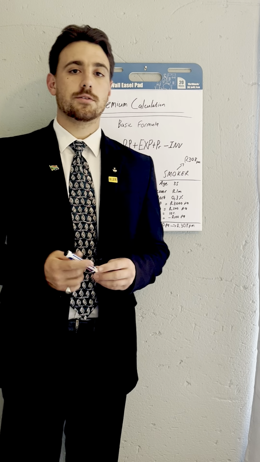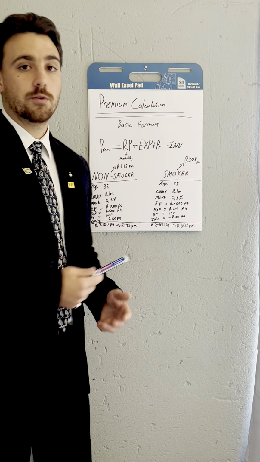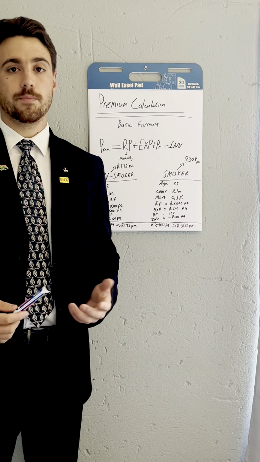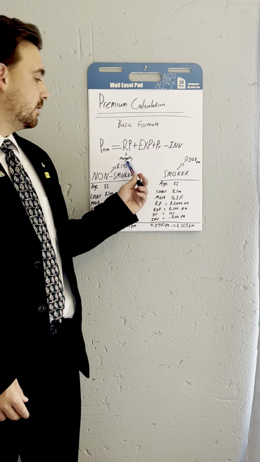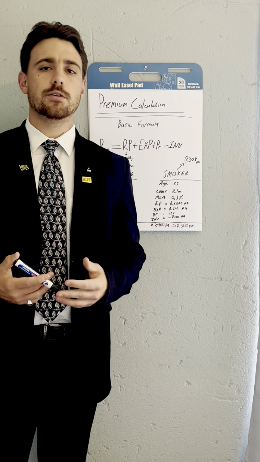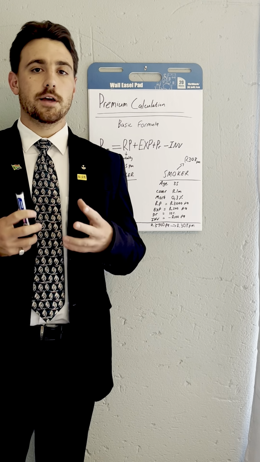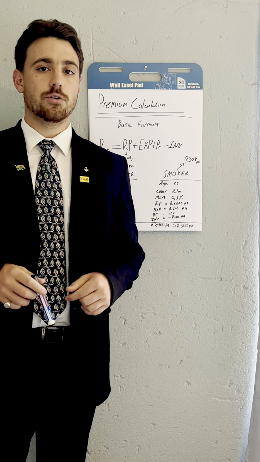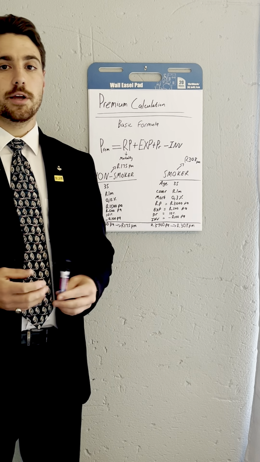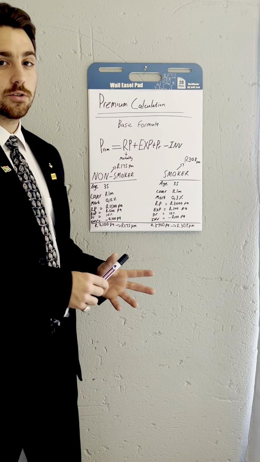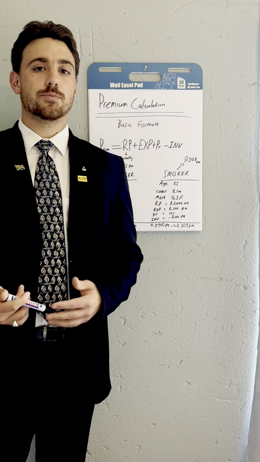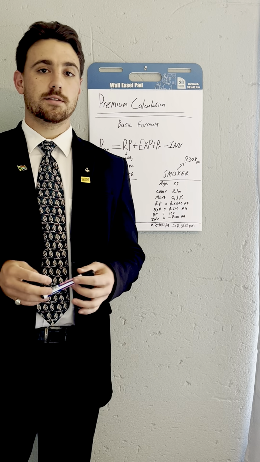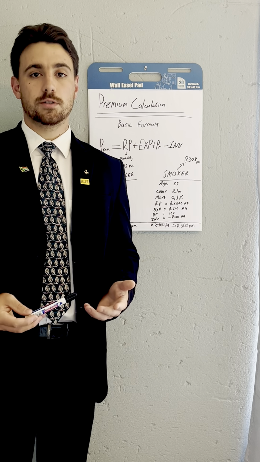So the first part of our life insurance premium that we need to calculate is the risk premium. This is where the actuaries will use mortality tables, and they'll determine what is the chance that you would pass away in this given year. So that is your mortality rate. You'll see I've got two different examples here. I'm going to show you the difference between someone who smokes and doesn't smoke, because these are some of the factors that they take into account to determine your mortality rate.